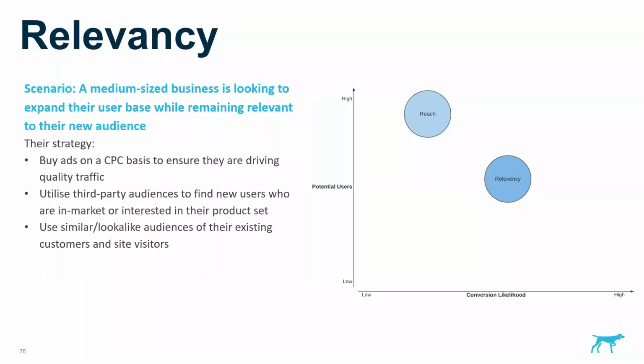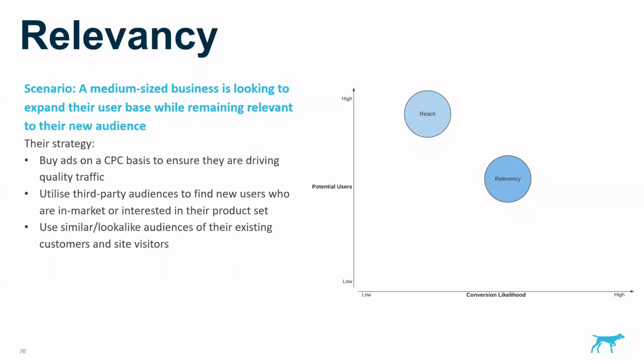So the second R is relevancy. The scenario here is a medium-sized business. They're looking to expand their user base while still remaining relevant to the new audience. So their strategy is to buy ads on a CPC basis because they want to ensure that they are driving quality traffic, they're driving engaged new customers.